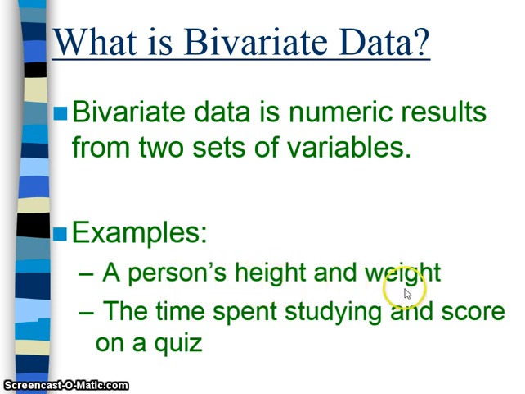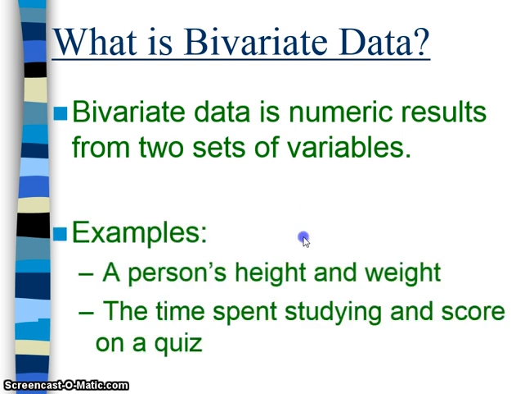So here are two examples of bivariate data: a person's height and weight. There are two different measurements that are part of this statement. So that's two sets of variables, and they're both numeric because height and weight are both described by numbers. A second example is the time spent studying and the score on a quiz. We can see that there's two sets of variables because there is the time spent studying and then there's the score on the quiz. It's numeric because both of these are expressed in numbers.